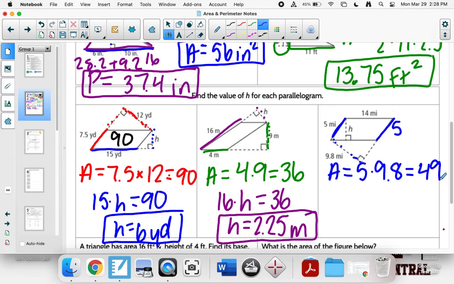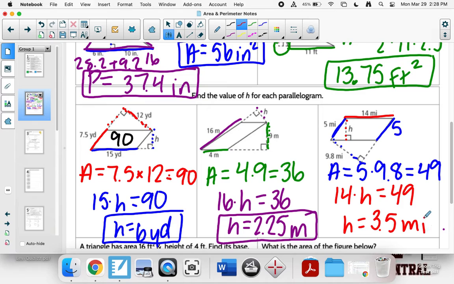So then that has to be the same as, what else? 14 times h. Yep, 14 our base, h our height, so 14 times h has to equal 49, which means h is how much? 3.5. 3.5? Yep.